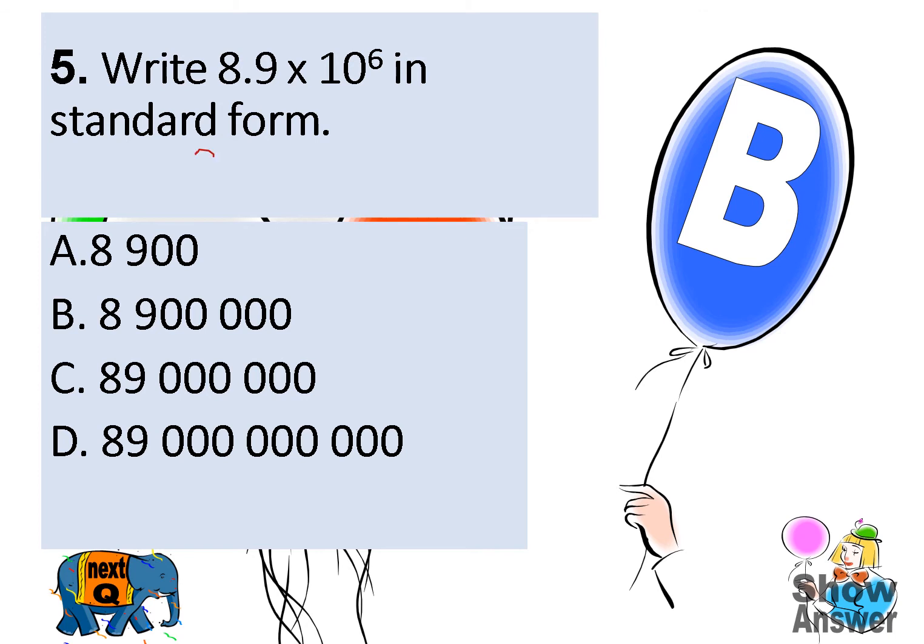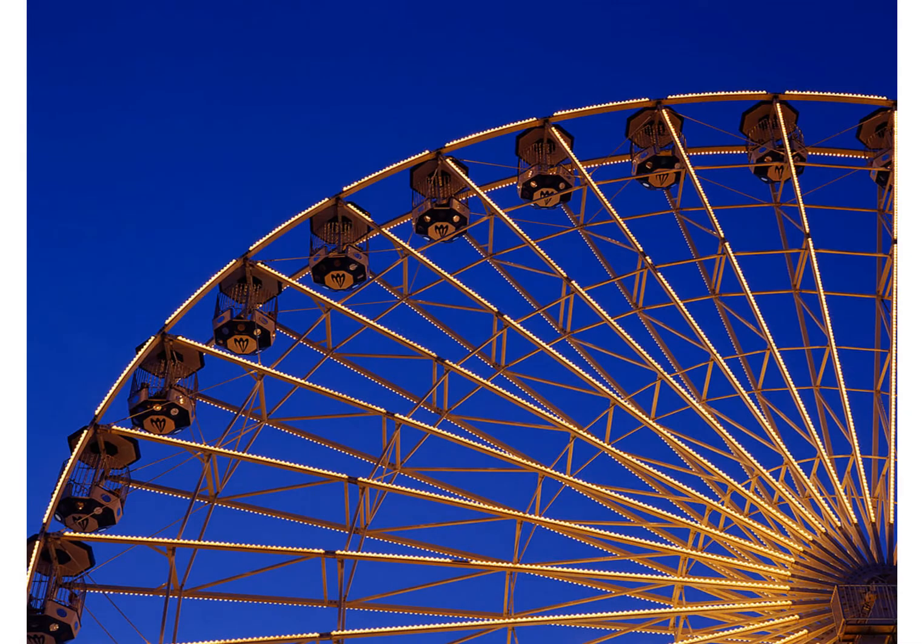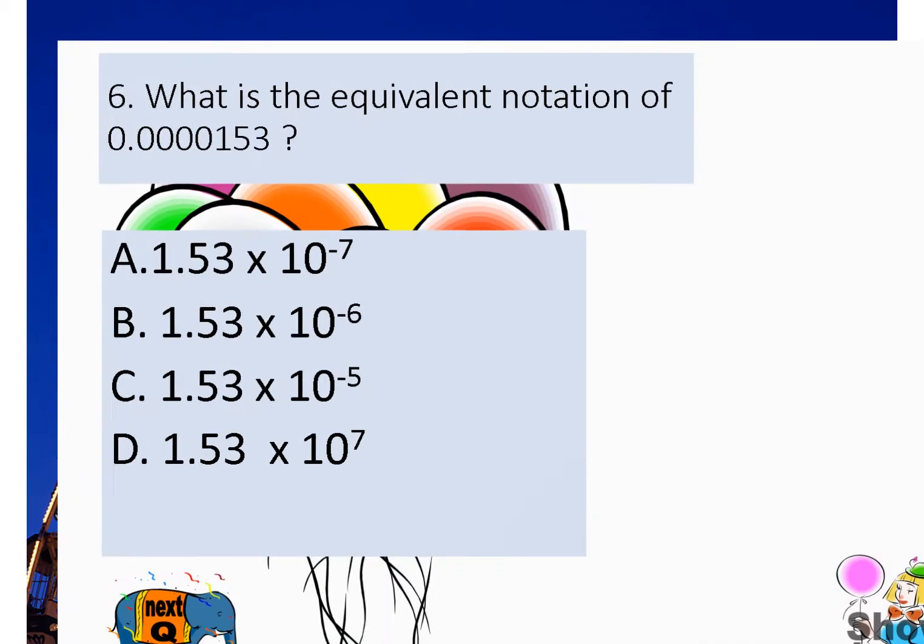So if we have here 8.9, and then the power is positive 6, we're going to move 6 places to the left. So that's 1, and then we'll add how many zeros? We need 5 zeros. So this is now the answer. That is equal to 8,900,000. So that is why the answer is letter B. Let's now proceed to the next question.